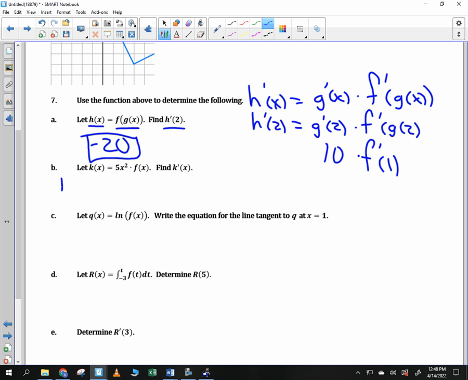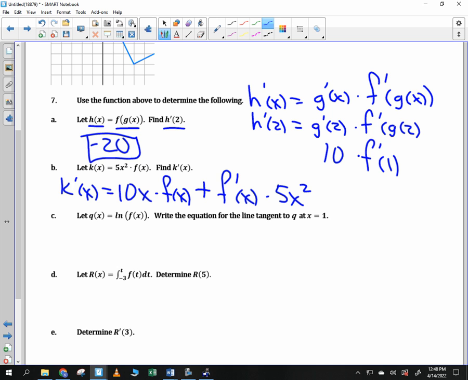So I've got k prime of x is equal to, what is the derivative of 5x squared? 10x times f of x. Okay? And then I have plus what? F prime of x times 5x squared. So that's the derivative.